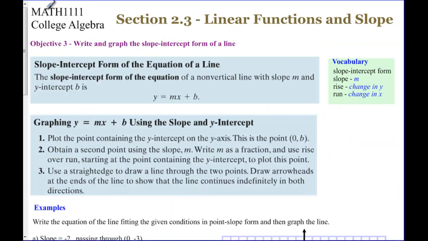All right, so slope-intercept form. This is the one that we're friends with, right? This is the one we're used to, that y = mx + b form. So y = mx + b. Our slope is still our m, and then the b is the y-intercept.